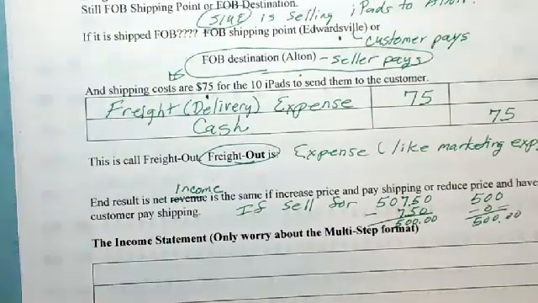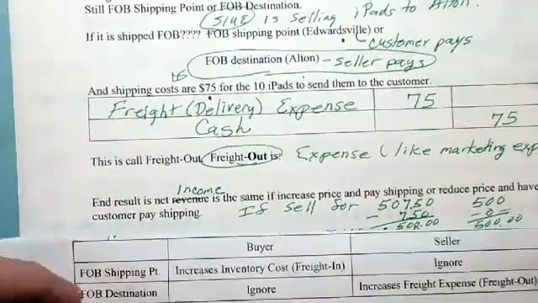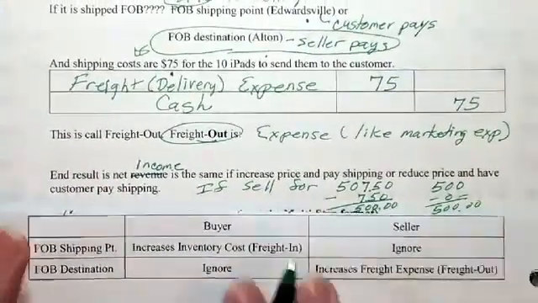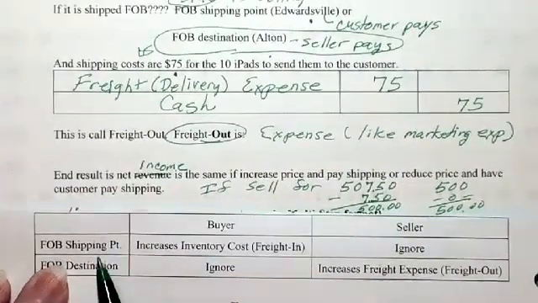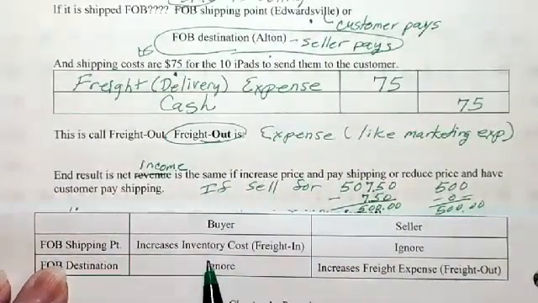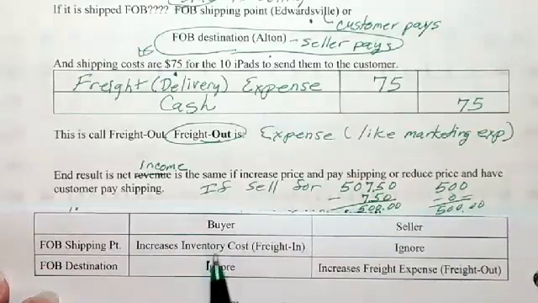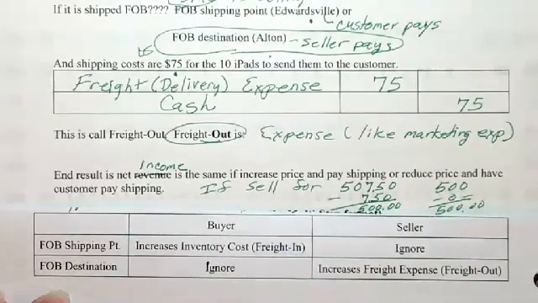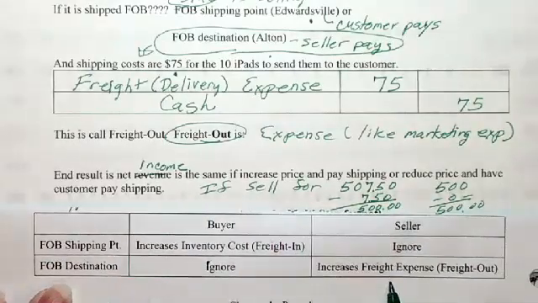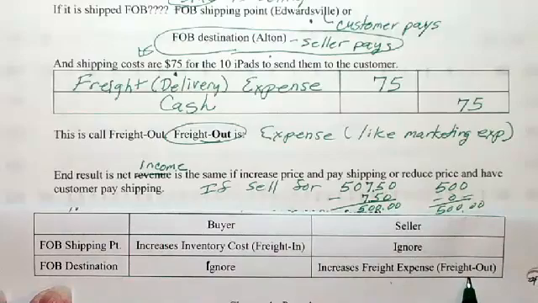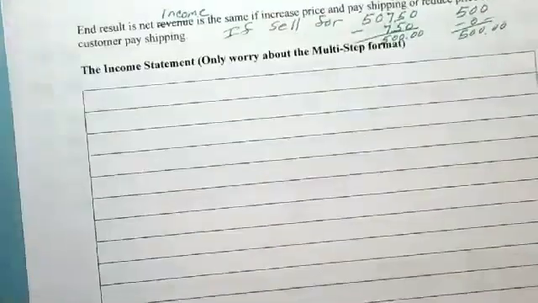To help you remember it, on your handout, you have this little table that might help you. If it's FOB shipping point, the buyer increases the inventory cost, and that's called freight in. If it's FOB destination and the seller is paying it, the seller is going to increase the freight expense, and so that's going to be recorded as freight out. Only one person records the freight.